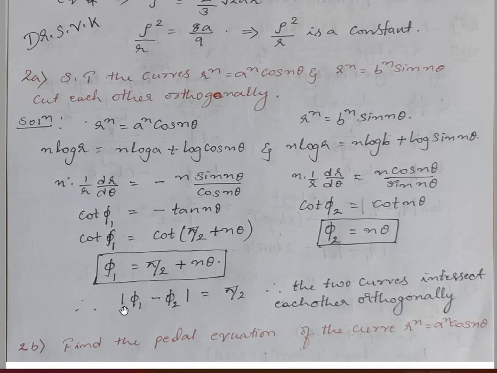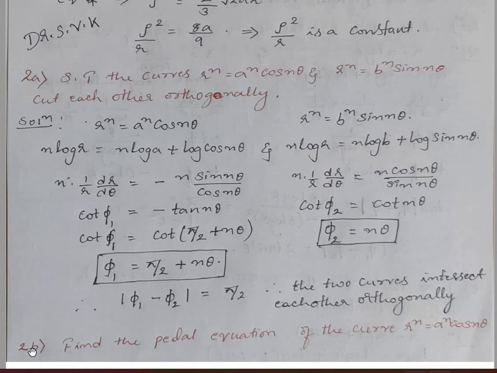So finding the angle between these two curves, modulus of phi 1 minus phi 2. Here n theta minus n theta gets cancelled. You are left with what? Pi by 2. As I discussed in the previous video, if you get the angle between two curves as pi by 2, we say that the given curves cut each other orthogonally. So therefore, these given curves cut each other orthogonally.